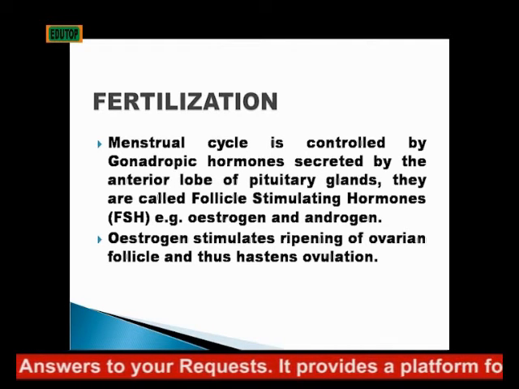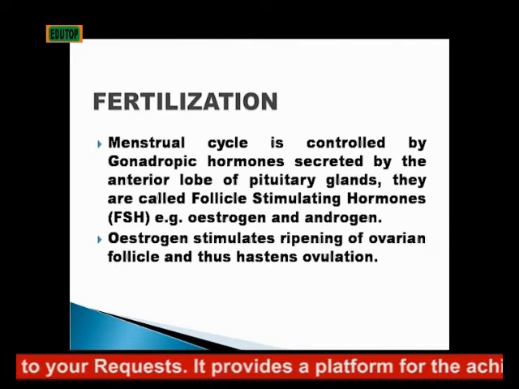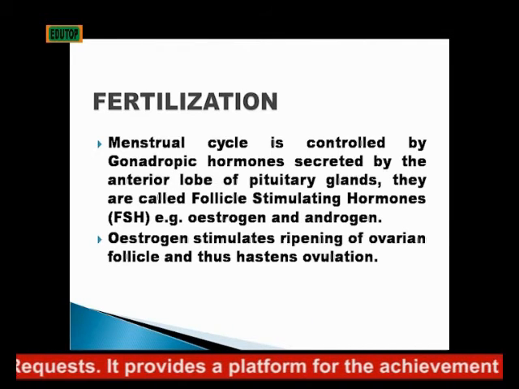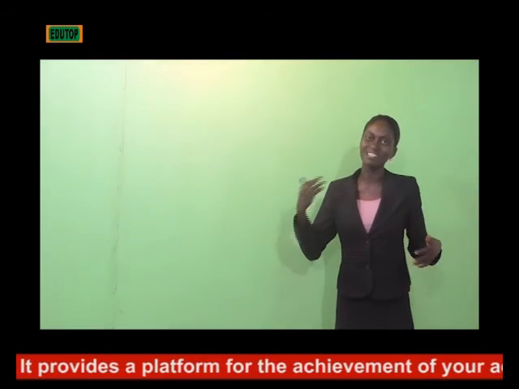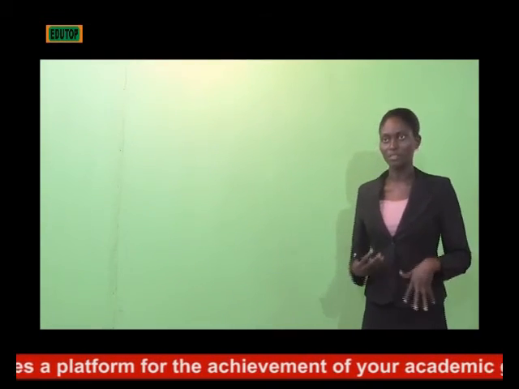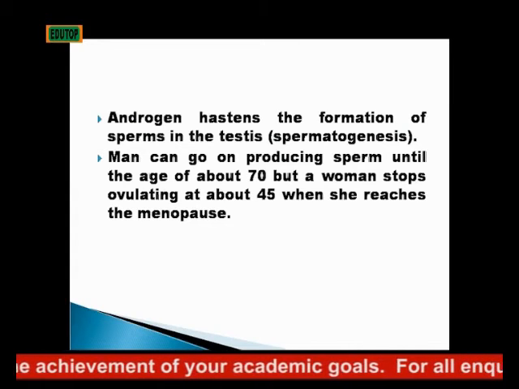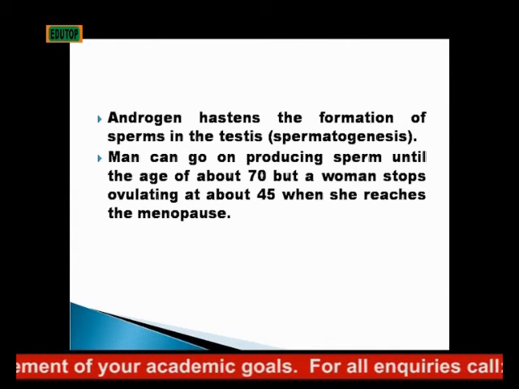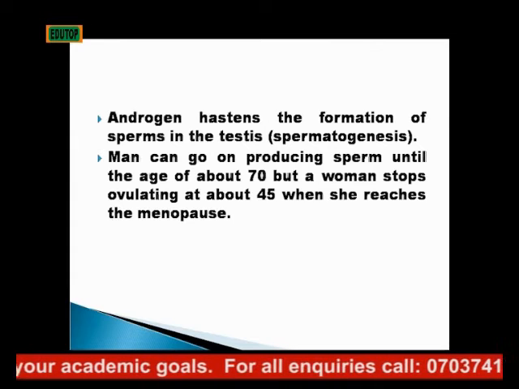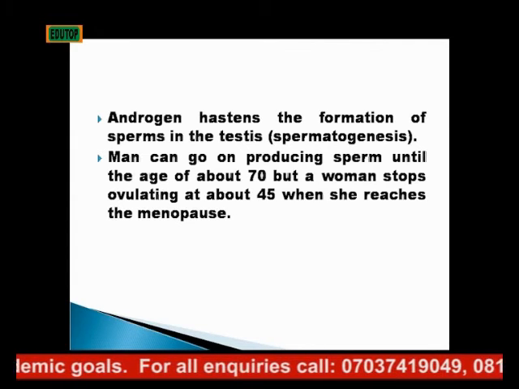And examples of the follicle stimulating hormone, we have the estrogen and the androgen. Estrogen stimulates the ripening of the ovarian follicle and thus it hastens ovulation. That is, it hastens the release of egg in the female body. Then the androgen hastens the formation of sperm in the testes. So androgen in the male, estrogen in the female.